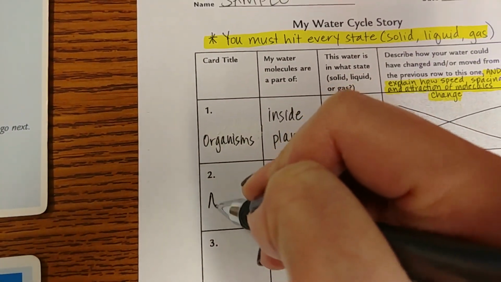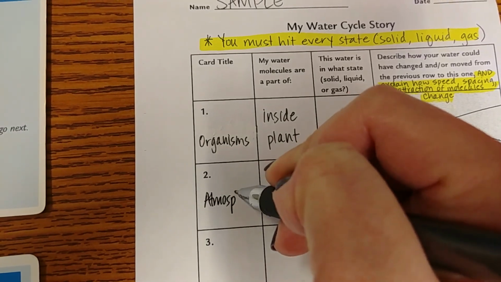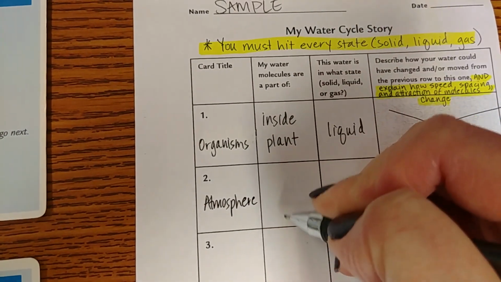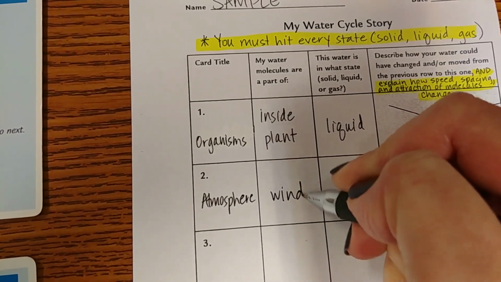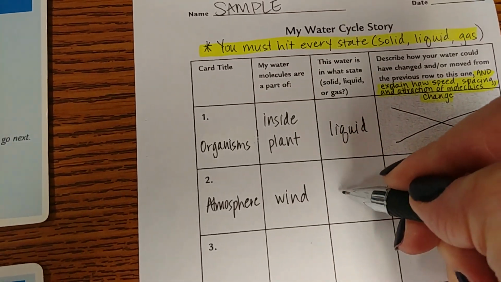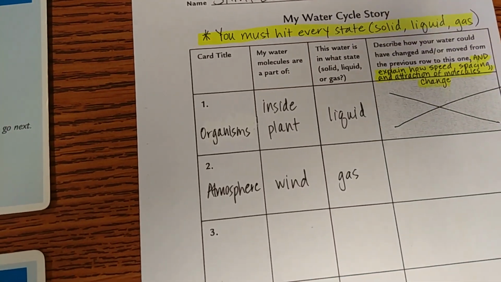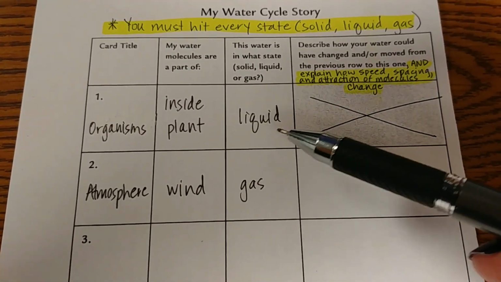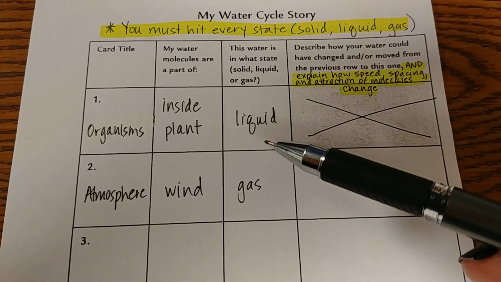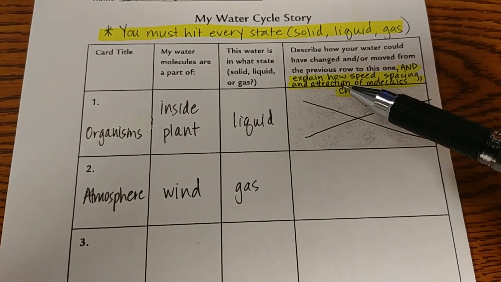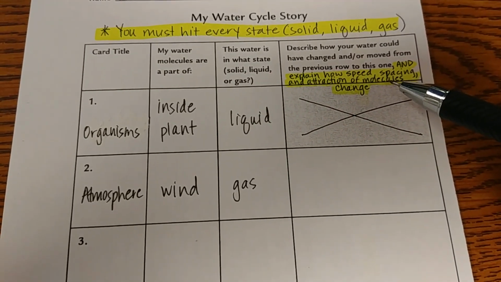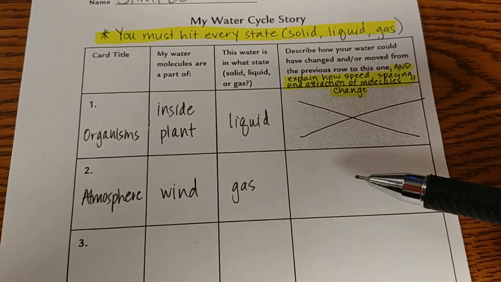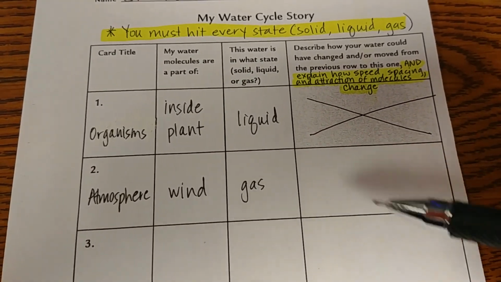Over here, I would kind of do the same thing. This time, though, I'm in the atmosphere. And I chose to be in the wind. And in the wind, I'm going to be a gas. So over here on the side, I'd have to explain how I got from inside of a plant to a gas. So describe how your water could have changed or moved from that. Explain how speed, spacing, and attraction of molecules can change.